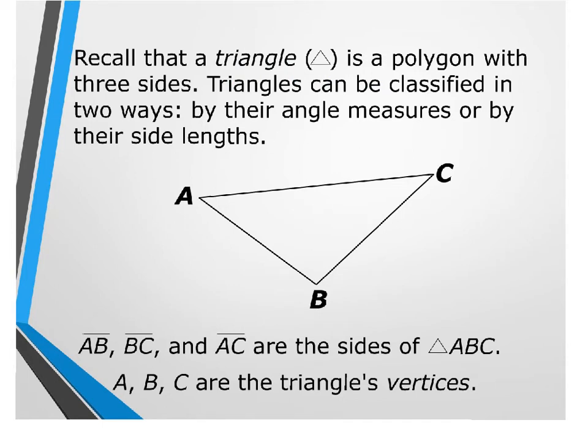Recall that for a triangle, we use this little symbol that you see right here to denote triangles. When we write triangle ABC, like we see here, this is the name of this triangle, and this is how we're going to name it. Triangles can be classified in two ways, by their angle measurements or by their side lengths. And that is the next thing we're going to be looking at.